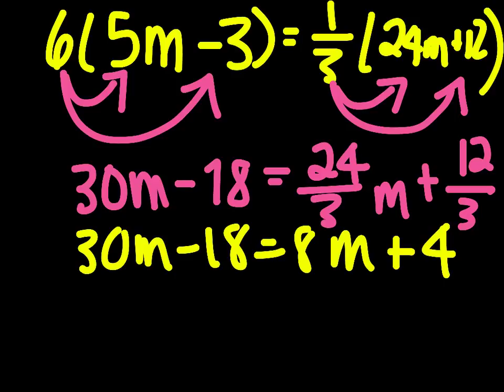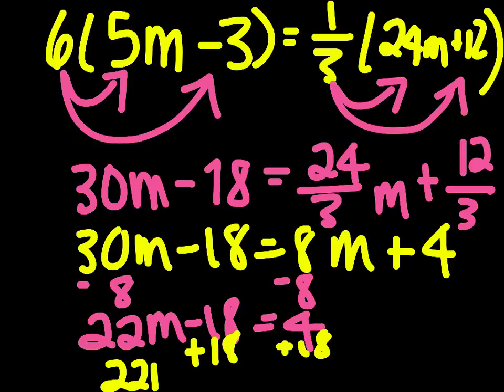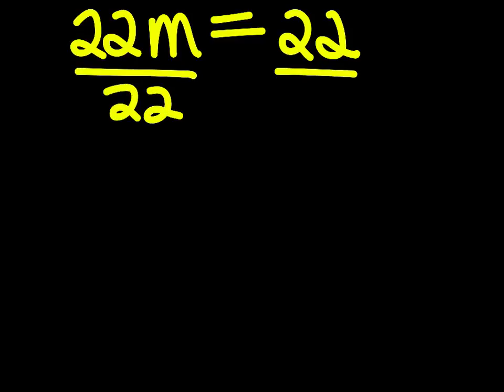Now, we do what we were doing before, so that means we would take and put it on one side. So subtract 8, subtract 8. Now this becomes 22m minus 18 equals 4. Now we're at the multi-step phase, and we're going to add 18, 22m is equal to 22. Divide by 22, divide by 22, and m now equals 1.